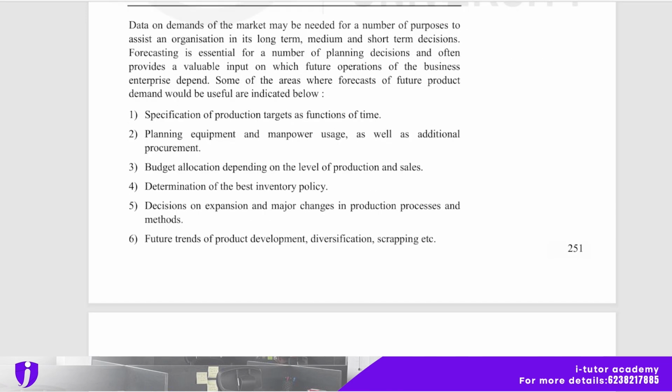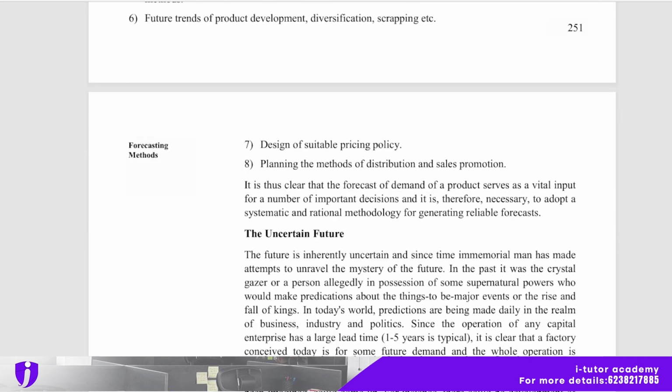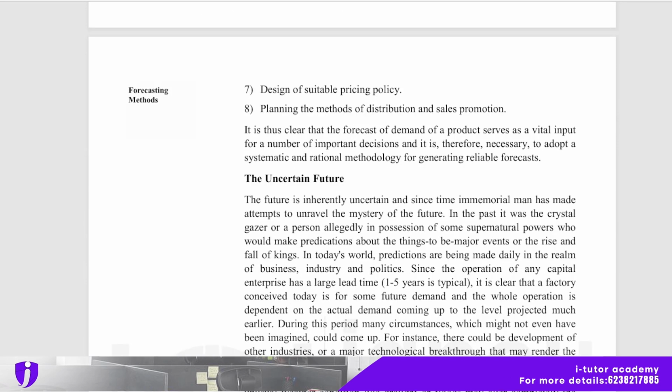Specification of production targets as functions of time and planning equipment and manpower usage as well as additional procurement, budget allocation depending on the level of production and sales, determination of the best inventory policy, decisions on expansion and major changes in production process and method, future trends of product development, diversification, scrapping, etc. Design of suitable pricing policy, planning the method of distribution and sales promotion. It is thus clear that the forecast of demand of products serves as a vital input for a number of important decisions, and it is therefore necessary to adopt a systematic and rational methodology for generating reliable forecasts.